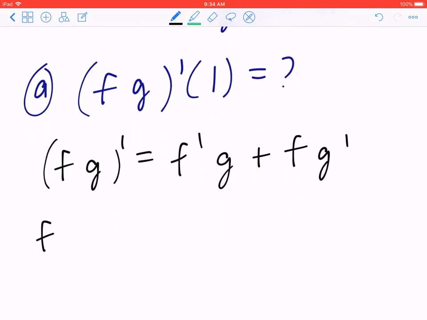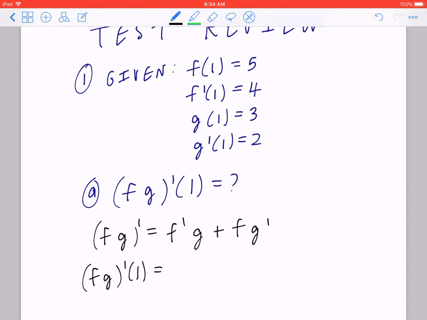Because you're looking for (f times g) prime of 1, this means you have to plug in f prime of 1. And again, if you go back, f prime of 1 equals 4. So plug in 4. Likewise, g of 1 is going to be 3. So you plug in 3. Plus f of 1, that's going to be 5, times g prime of 1, which equals 2.